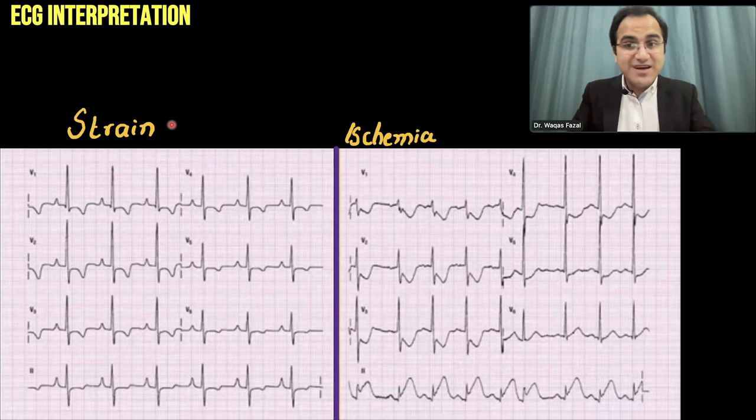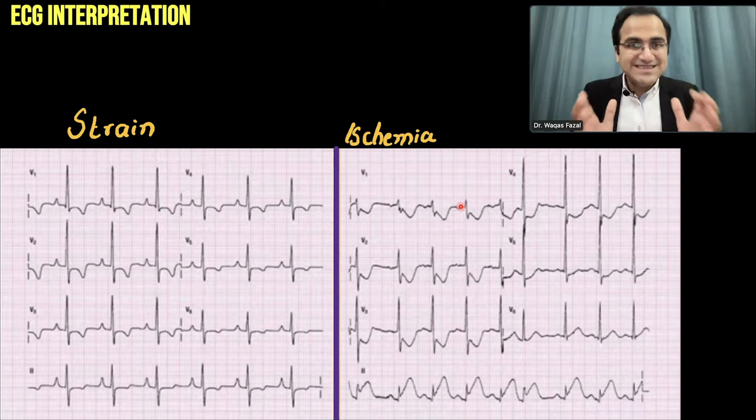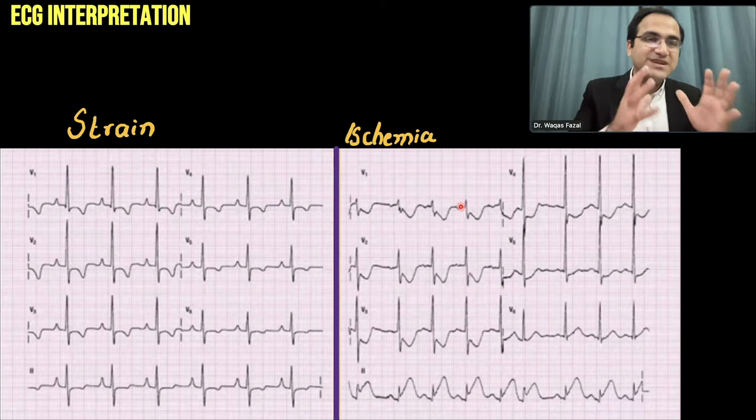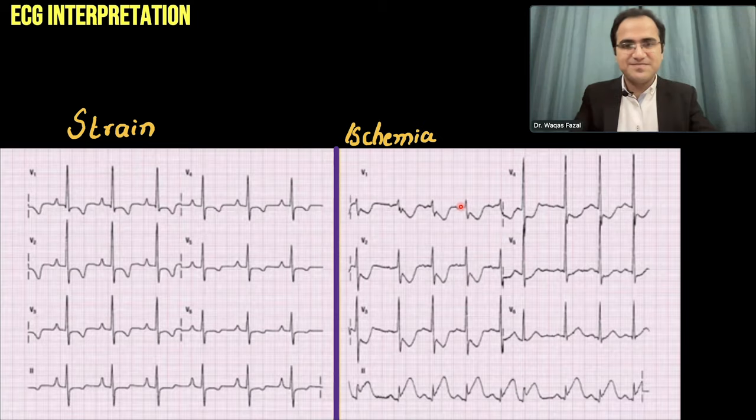Now in this ECG, we have compared strain pattern with ischemia. In the strain pattern, you can see the sloping. Look at the upward sloping. Look at the J point, the intersection of the S wave with the ST segment. This is the sloping. This clear cut sloping is a strain pattern. And over here, this is ischemia. This is an ECG showing ischemic pattern. But these things are to be decided clinically based on the patient's symptoms.